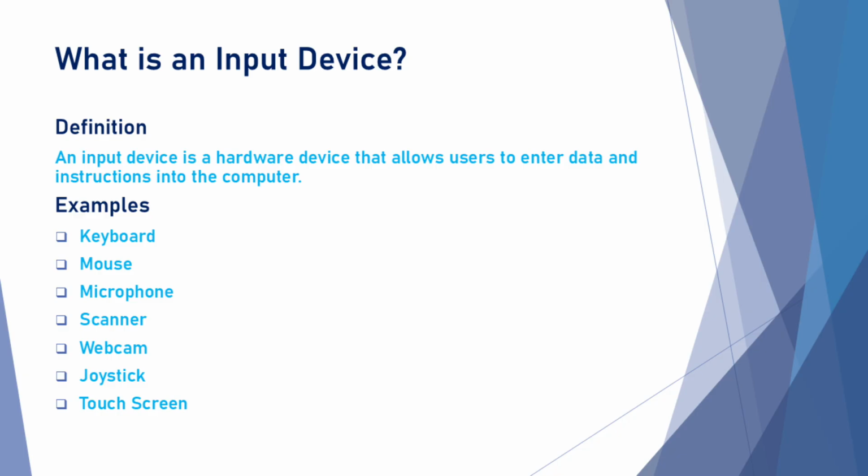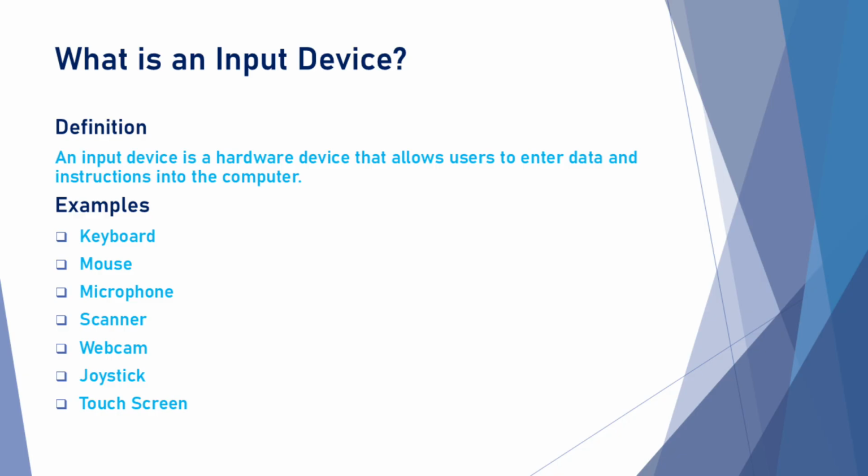Let us see what the uses of each of these input devices are in detail. Keyboard is used to type letters, numbers and symbols. Okay. Mouse is used to point, click, drag and open files, which you will learn in the coming sessions.